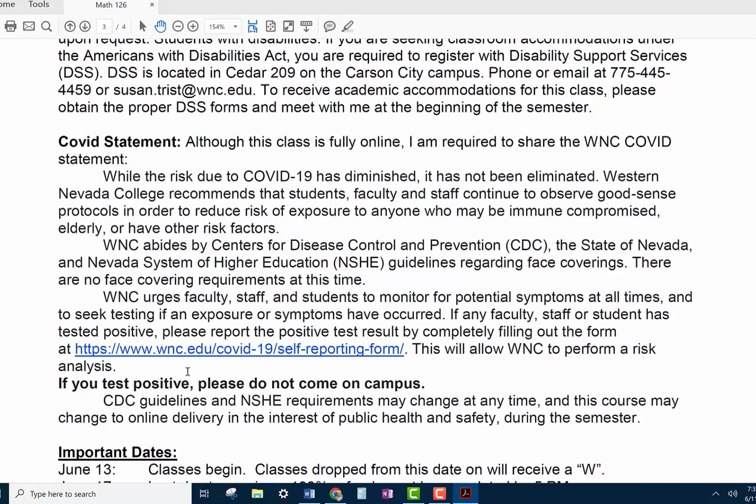WC urges faculty, staff, and students to monitor for potential symptoms at all times and to seek testing if an exposure or symptoms have occurred. If any faculty, staff, or student has tested positive, please report the positive test result by completely filling out the form at the address shown. This will allow WC to perform a risk analysis. If you test positive, please do not come to campus.